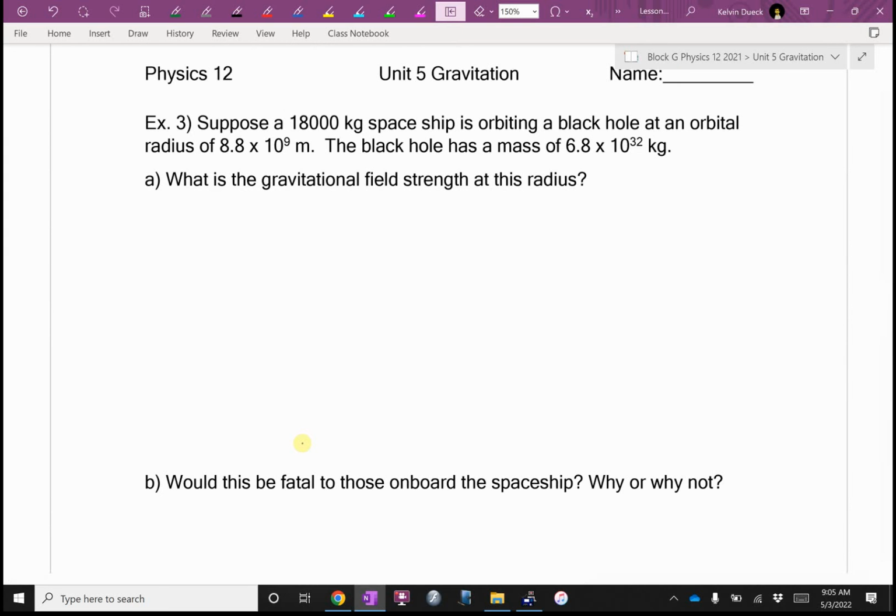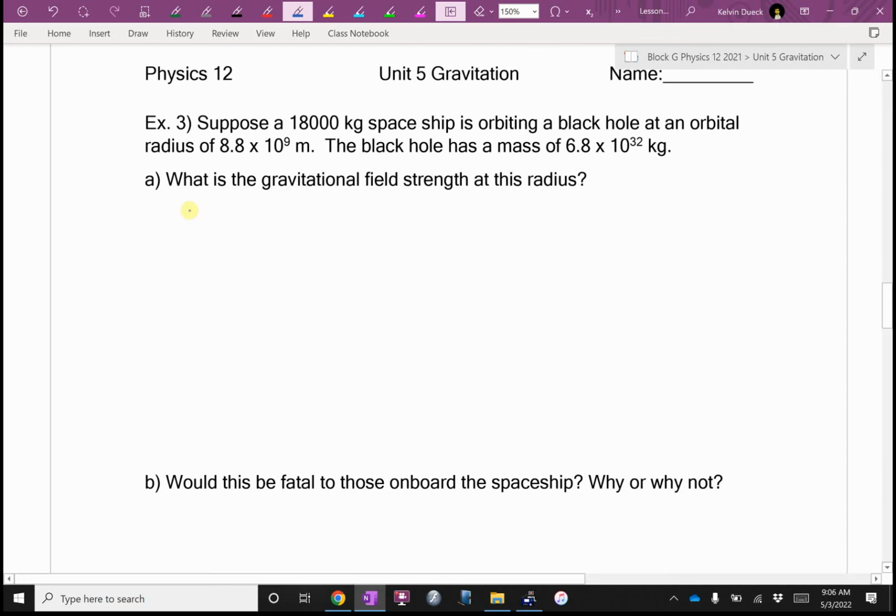Suppose an 18,000 kilogram spaceship is orbiting a black hole at an orbital radius of 8.8 times 10 to the 9th meters. The black hole has a mass of 6.8 times 10 to the 32 kilograms. All right. Sarah, what does A want me to find?